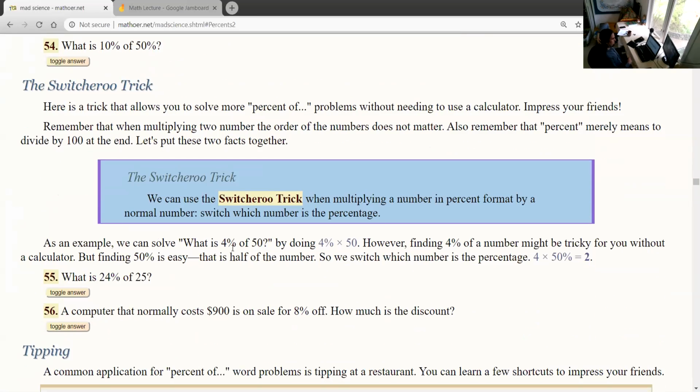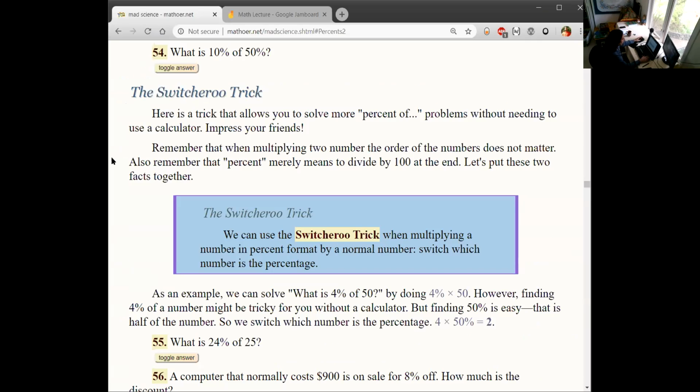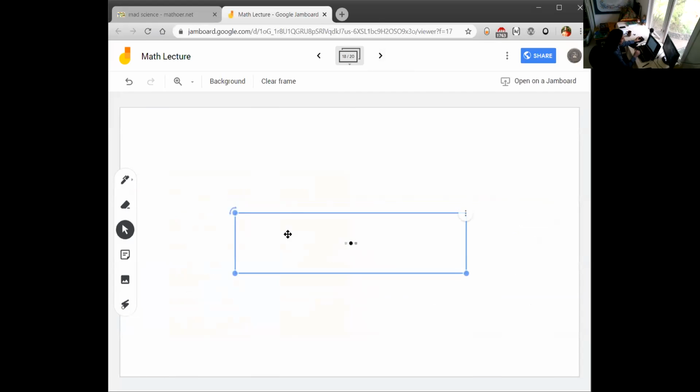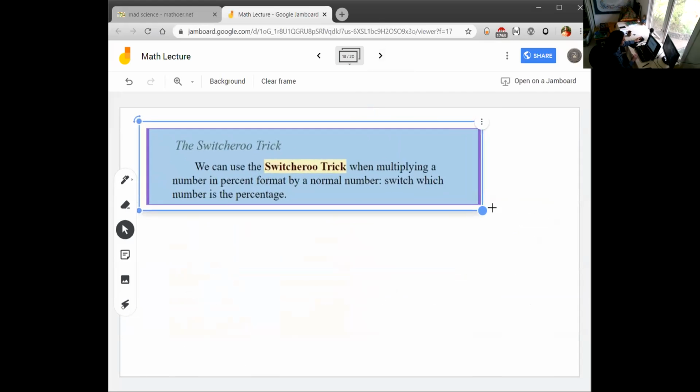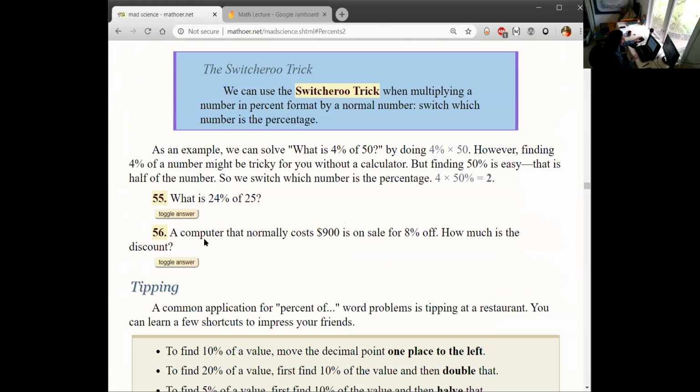Now it doesn't matter what order we multiply things. So that means there's a switcheroo trick. And this isn't terribly useful in algebra, but it's a great way to impress your friends. If I'm multiplying a number that's in percent format by a normal number that's not, I'm allowed to switch which one is in percent. All it is is a times 1 over 100, right? That's what percent means. And I can do that in any order I want.